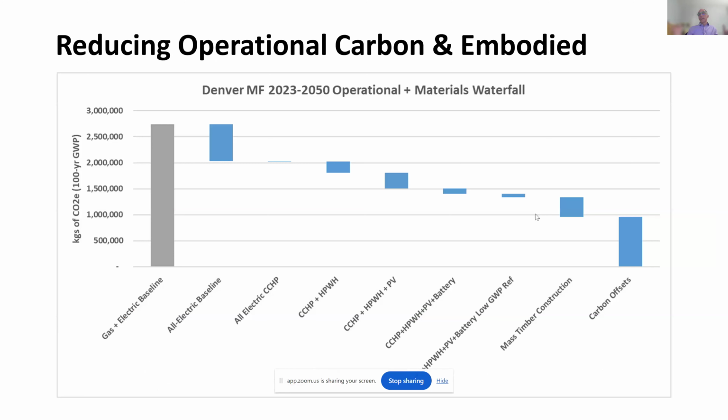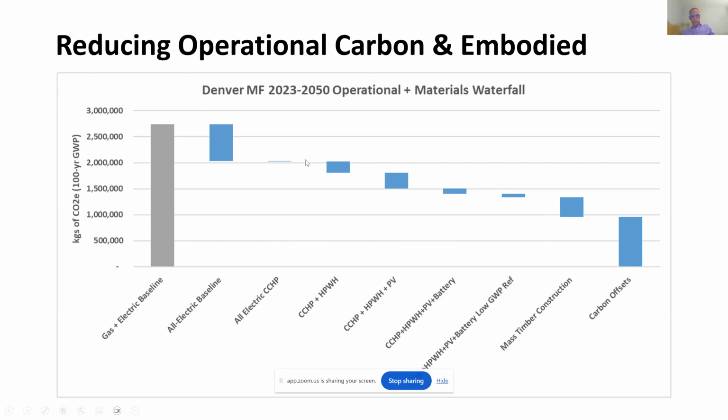Moving on to some of the analyses, when you put all these together, and this is something we did in our paper that we presented last month here at SimBuild, we took a prototype, multifamily and office buildings, and we took the baseline building of a gas system and switched it to all-electric, and we saved a small amount of carbon.